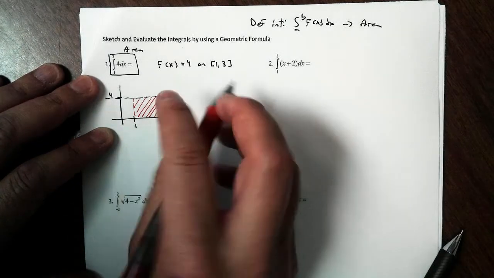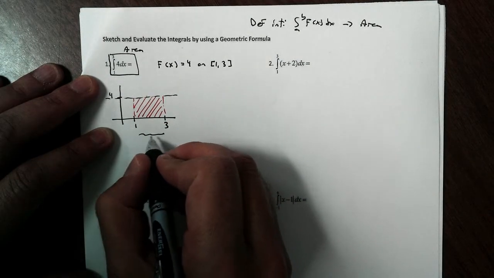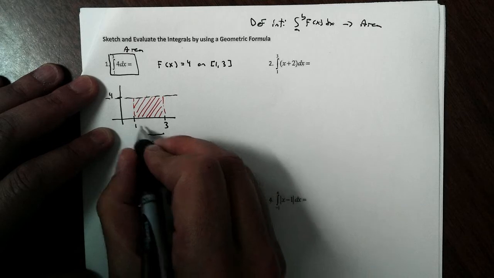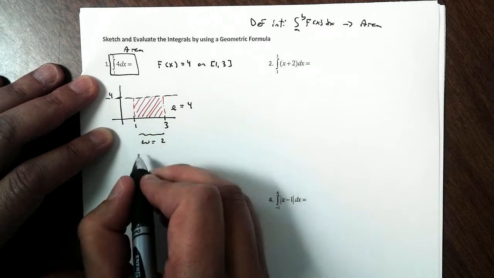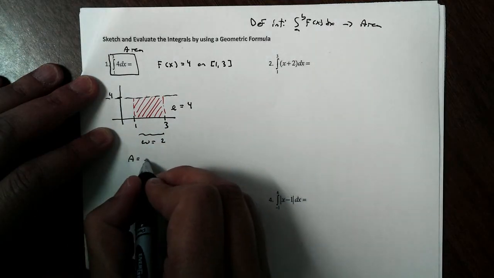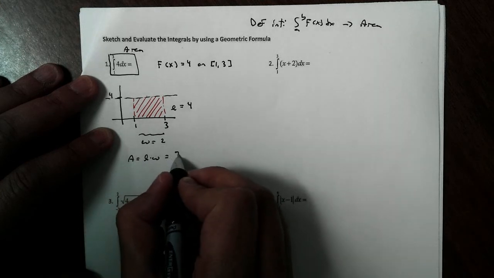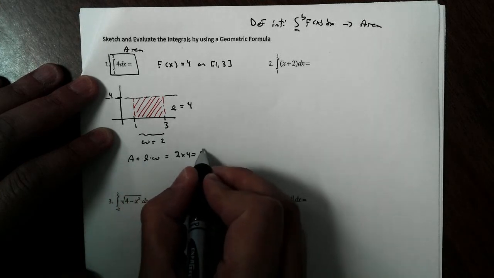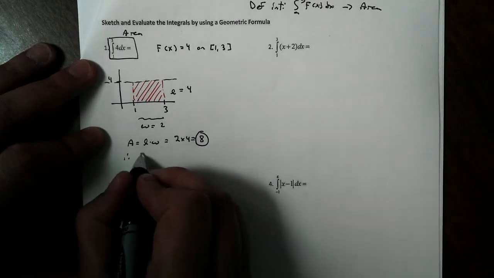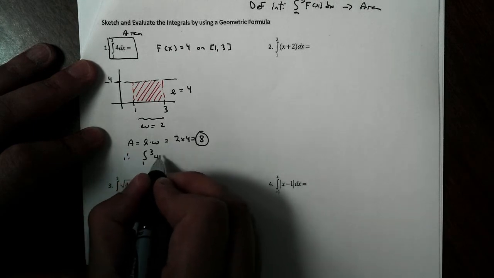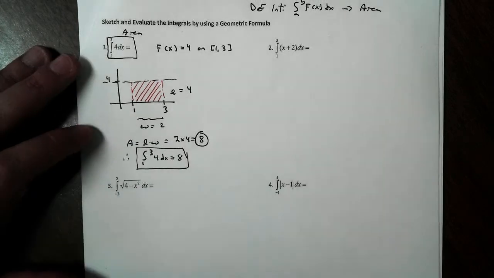Right? And I just want to find the area of the shaded region. Well, I know that the width here is just going to be 2. The length is going to be, of course, 4. So this is just a rectangle, length times width, so the area is going to be 2 times 4, which is 8. And there's our answer right there. So you probably should write it this way: the area from 4 dx is 8, but if you forget that, that's okay. You just want to make sure you can get that area right there.